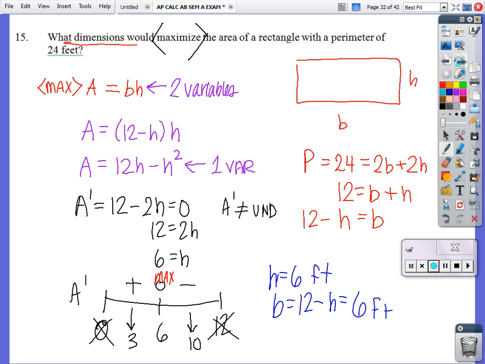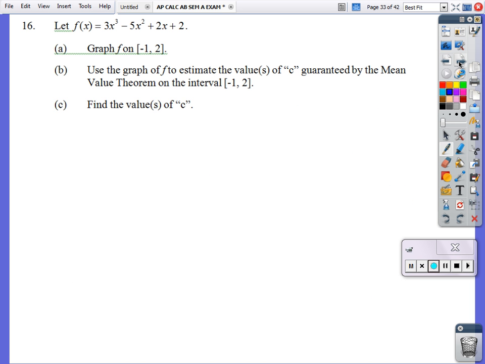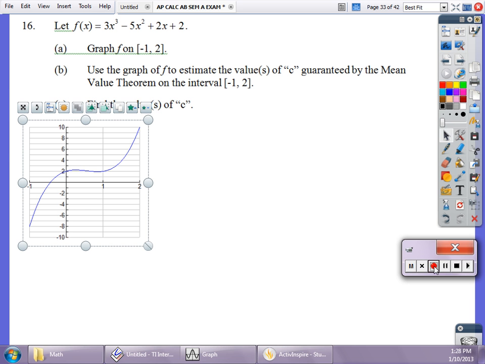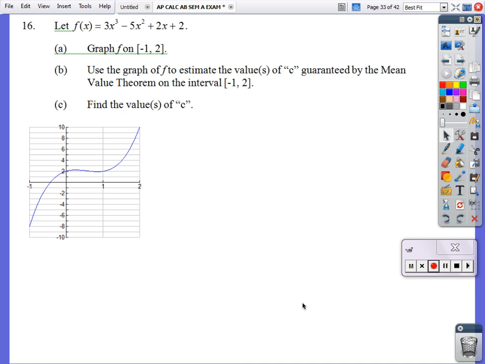Alright, number 16, we're going to graph the function, use the function to estimate the values, and then find the values of c. Alright, so for this type of problem, you honestly wouldn't be asked to graph that without a calculator. So I just brought up a graph using a calculator, from -1 to 2. Use the graph to estimate the values of c guaranteed by the mean value theorem on the interval.